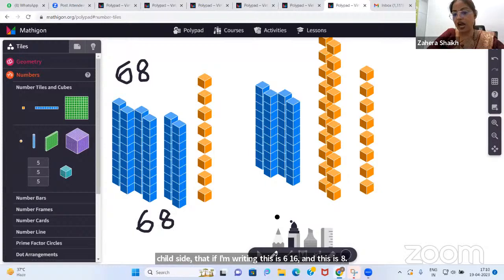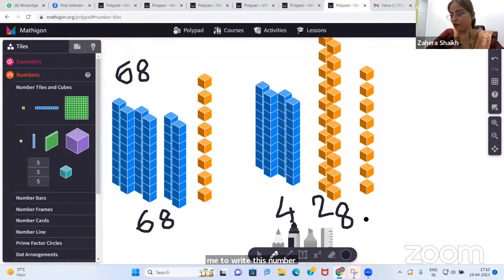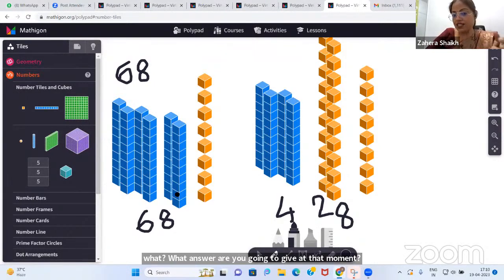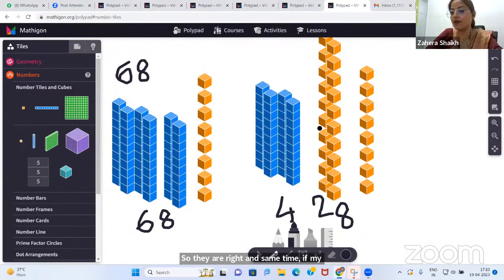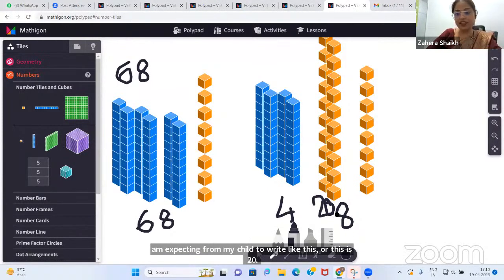But if I write for this, how am I going to write this number? 4, 2, 8. Is that what I'm going to write for this number? So what answer are you going to give at that moment? Because if I'm asking them to visualize the numbers as a whole and write the digits for those numbers, they are right. And at the same time, if another child is representing the number in this combination, what am I expecting from my child to write? Like this? Or this is 20, so 4, 20 and 8. Is that what we're expecting? No.